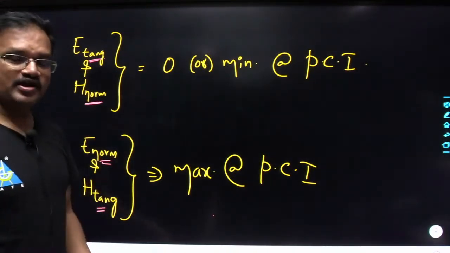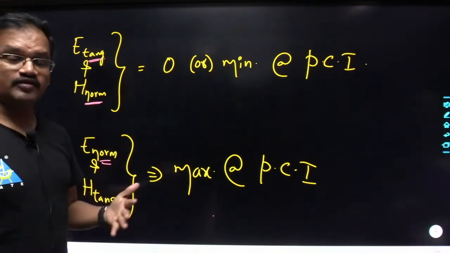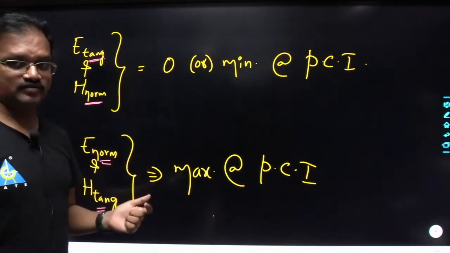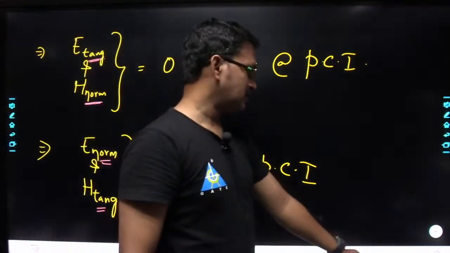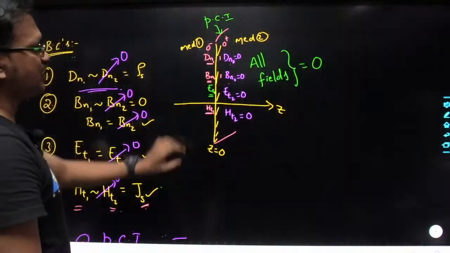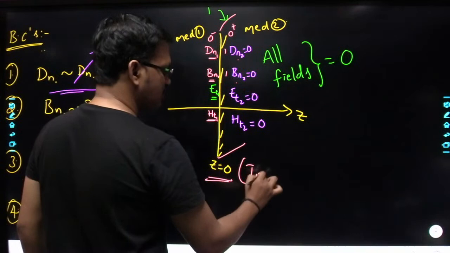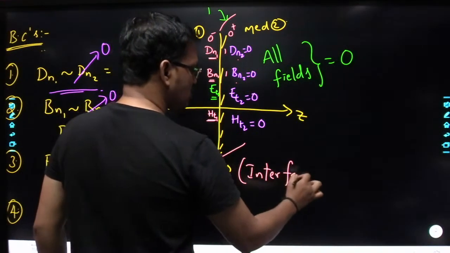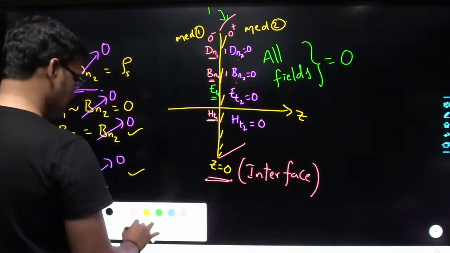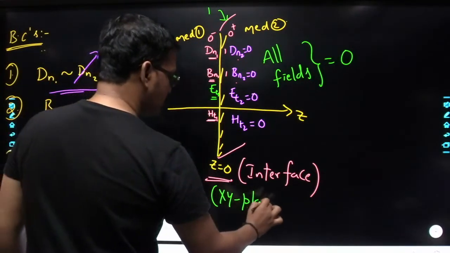Right, how are we defining the tangential and normal here? See, tangential and normal are defined with respect to the interface. For example, here we have considered z equal to 0 as the interface, right? So z equal to 0 is the interface, which represents the xy plane. Right.